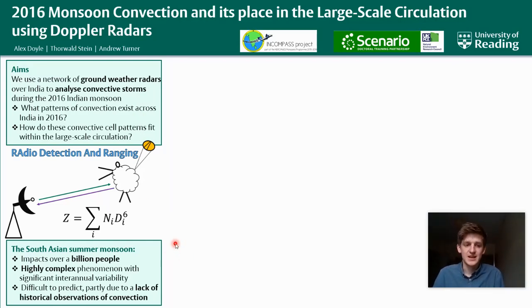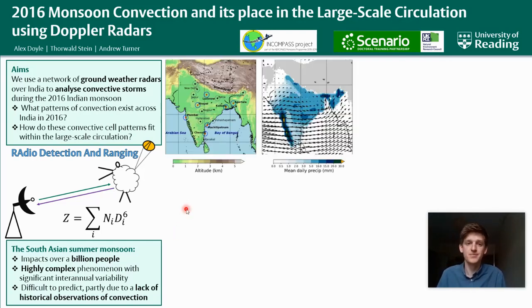And the monsoon then, it impacts over 1 billion people. It's a highly complex phenomenon with significant interannual variability, but it's also difficult to predict. And this is partly due to a lack of historical observations of convection, which brings much of the monsoon rainfall.